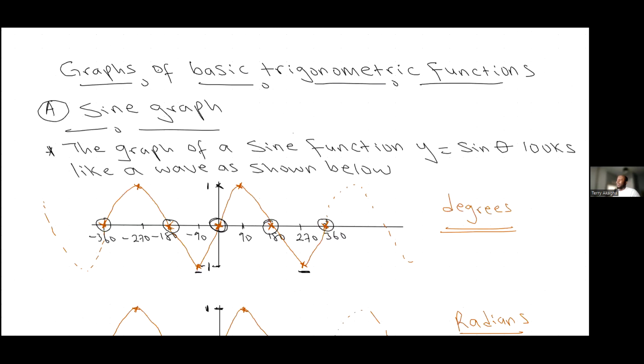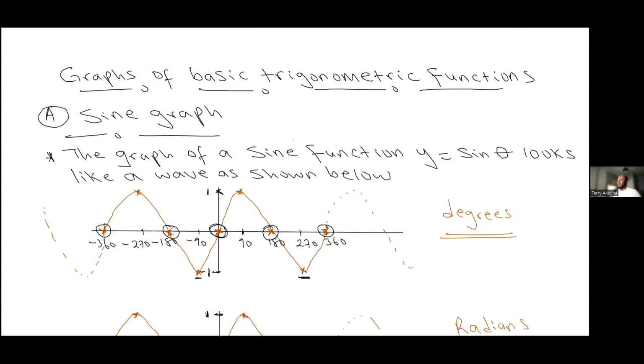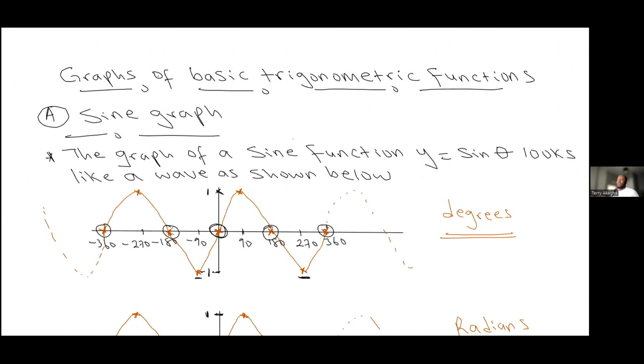So now let's go to the next one. We've talked about sine, we'll talk about cosine now. So B, the next one is the cosine graph. The cosine graph is a graph of a cosine function, y is equal to cos theta. The last time we talked about the sine function, y is equal to sine theta. It also looks like a wave, similar to the sine graph, except that this wave is a little bit different. So I'll talk about both of them now.